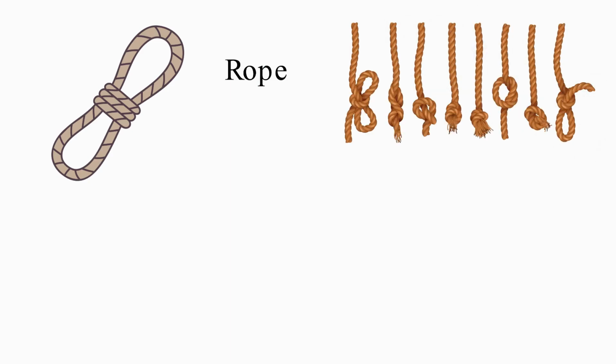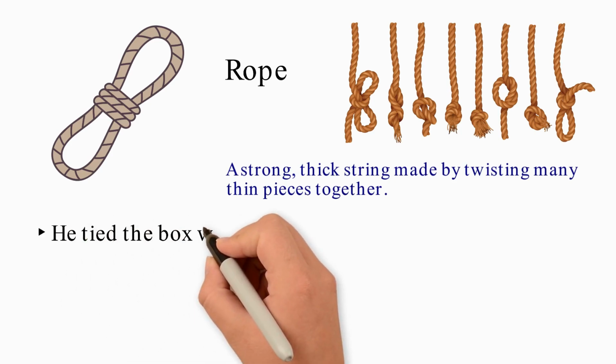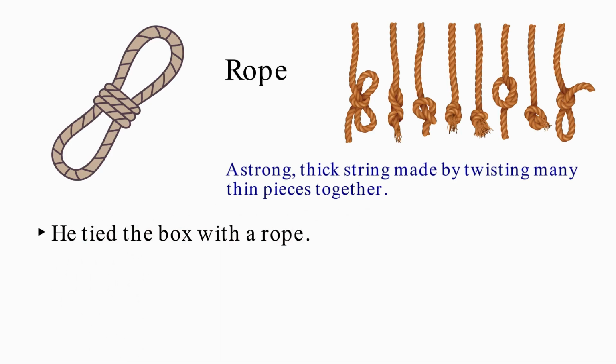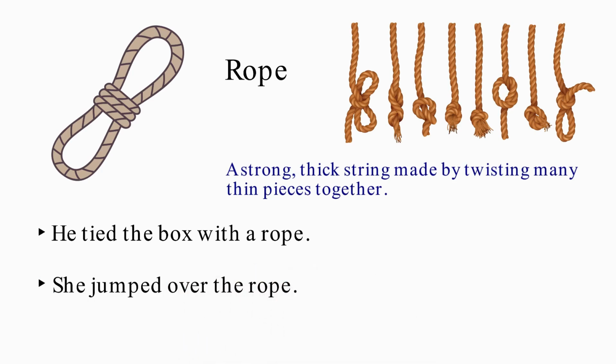Rope. A strong, thick string made by twisting many thin pieces together. He tied the box with a rope. She jumped over the rope.